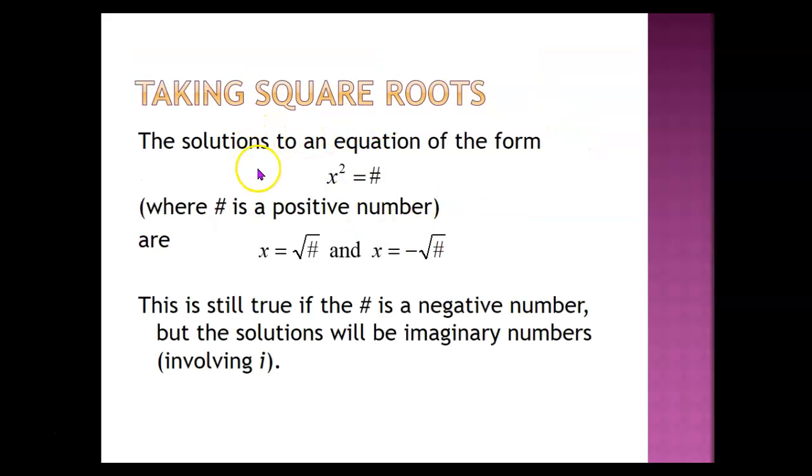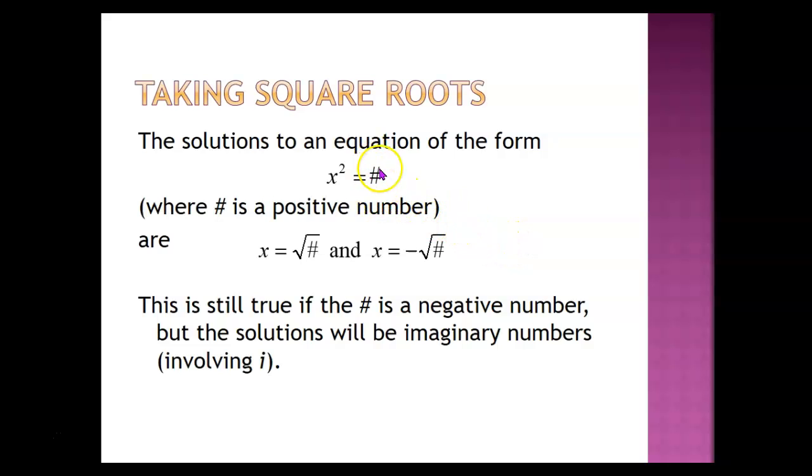The key thing to know here is that when you have an equation of the form x squared equals some number, there are two possible solutions to an equation like that. One of them is where x is the square root of that number, and then there's another possibility, which is where x is the negative square root of that number. So from x squared equals some number, you get that x equals either the positive or the negative square root of that number, and those are the solutions to that equation.